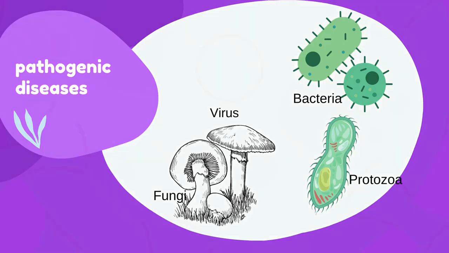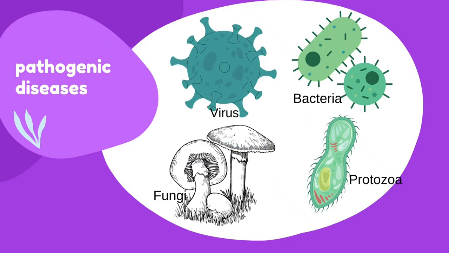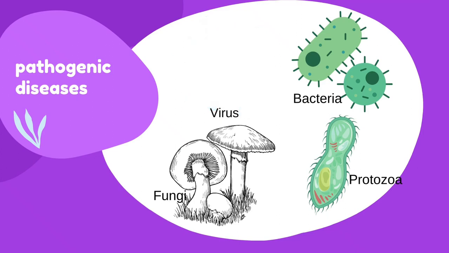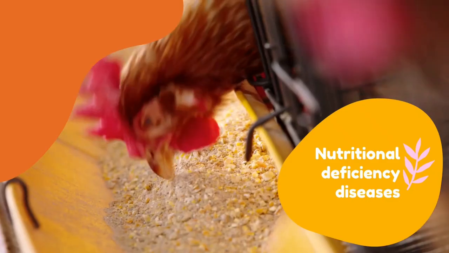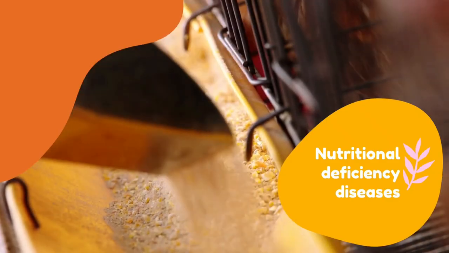The first category, pathogenic diseases. These are caused by pathogens, as the word implies. Viruses, bacteria, fungi, and protozoa are the causes of pathogenic diseases. These types of diseases are the major types of diseases. Another type of disease is the nutritional deficiency disease.